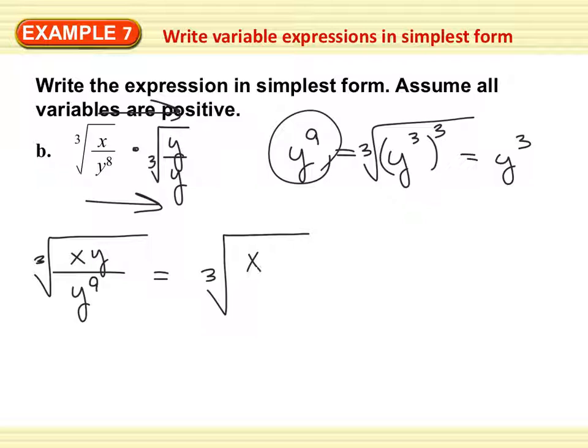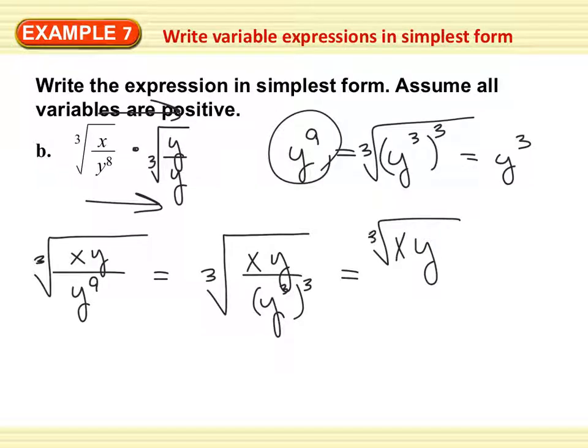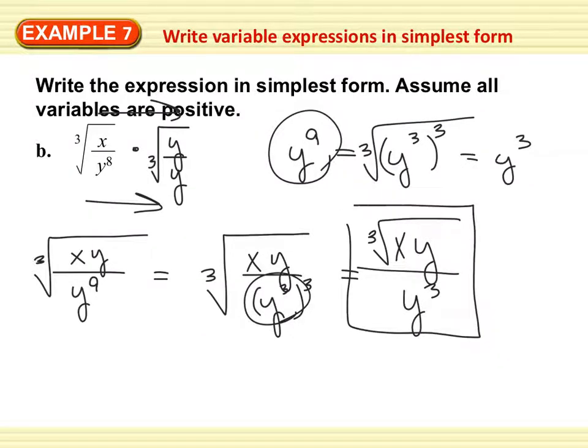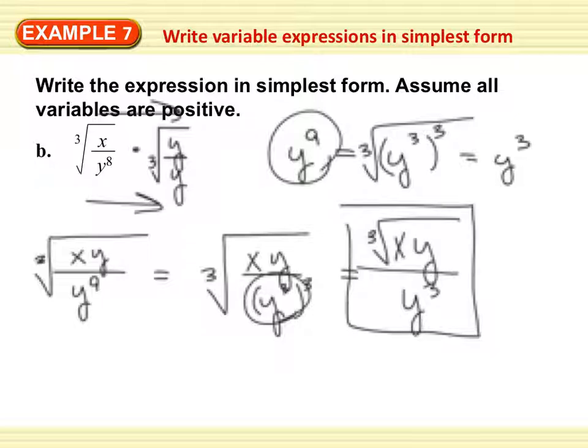So here I have xy in the numerator and y to the 9th, which is y to the 3rd times 3, y to the 3rd to the 3rd, power of a power. So in the numerator, I'm stuck with this, and in the denominator, I have y to the 3rd power. That one's a bit tricky, okay? With some practice, you'll get it, but it is just a tad bit tricky.